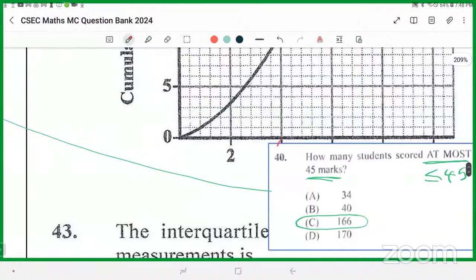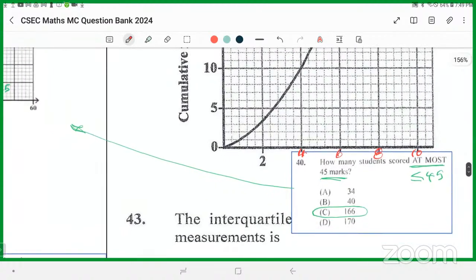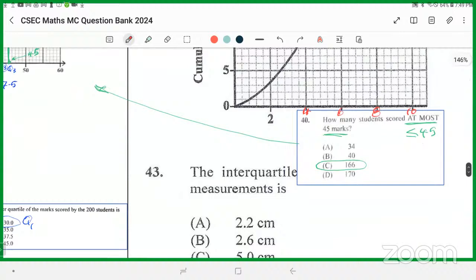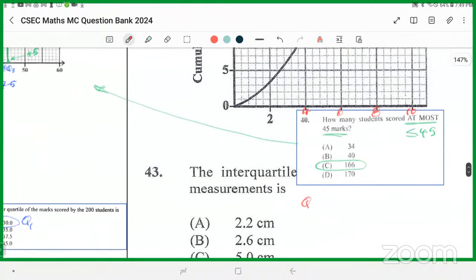2. This will be 4. This will be 6. This will be 8. And this will be 10. All right. That is that. And let's say they're asking us for the interquartile range of the measurements. The interquartile range is Q3 minus Q1.